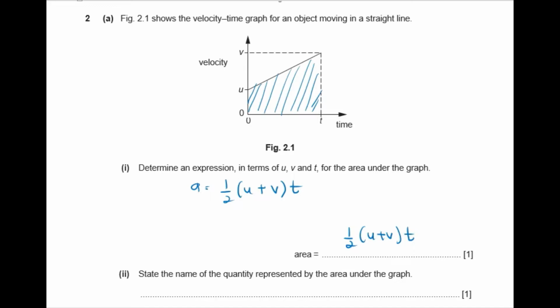A2, state the name of the quantity represented by the area under the graph. This is the velocity time graph. Area under the graph is displacement.